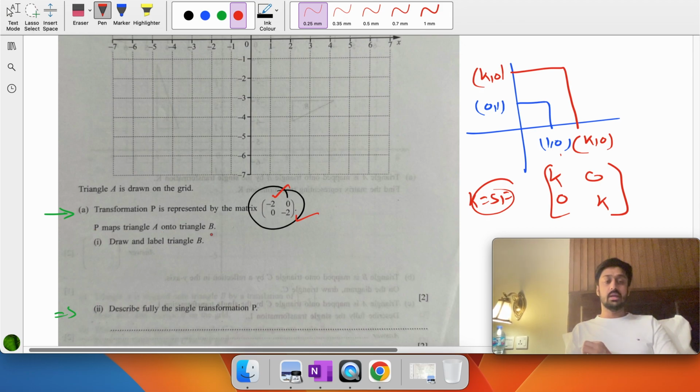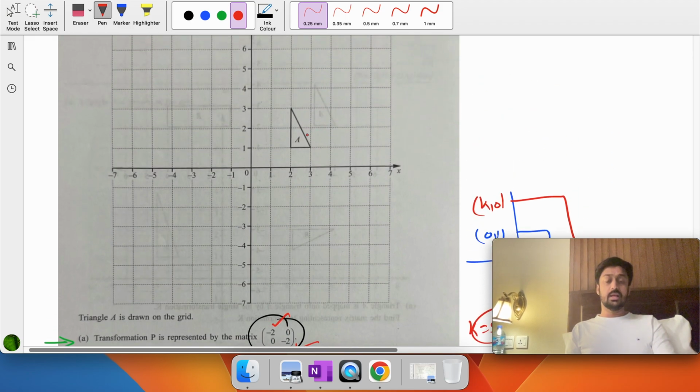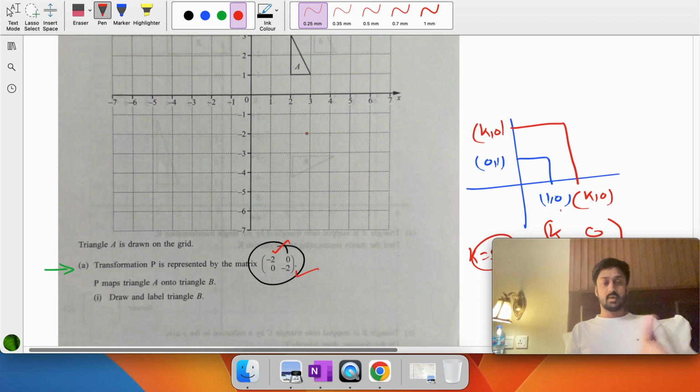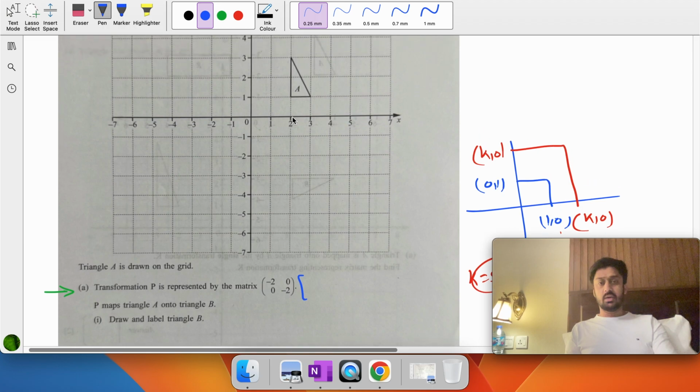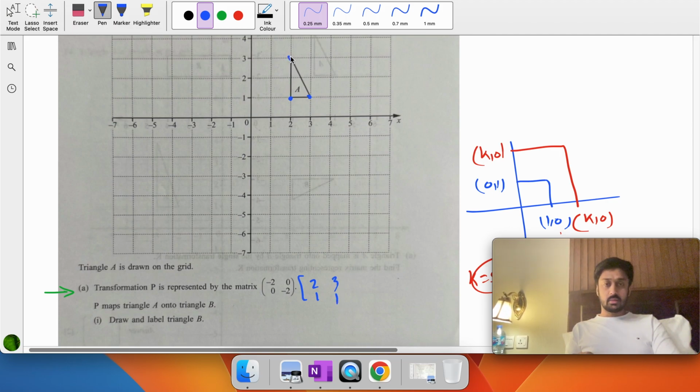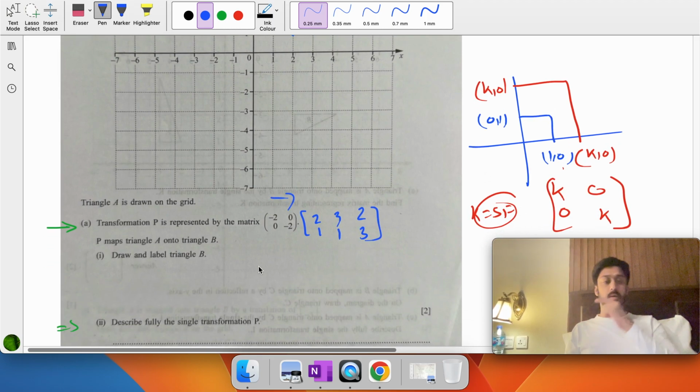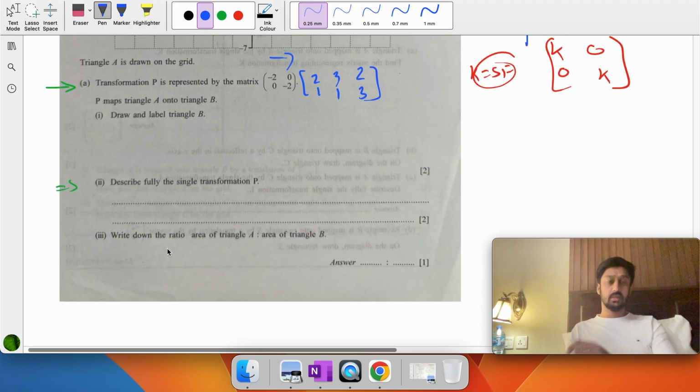So P maps triangle A onto B. So this triangle A is mapped onto triangle B. There are two ways. You can just use the enlargement of minus 2 or use this matrix. Draw and label triangle B, and this is how you go through the matrix part. Copy the coordinates of A in any order. I'm starting with this x2, y1, then this one x3, y1, the third one is x2, y3. So in any order, multiply row into column and you'll have the coordinates of B.